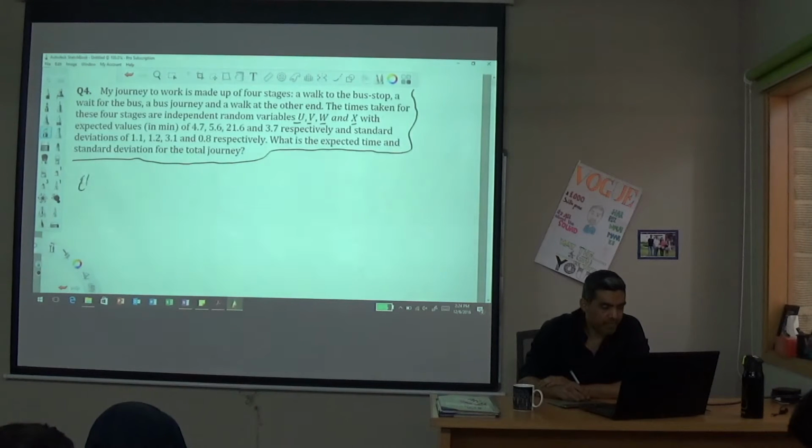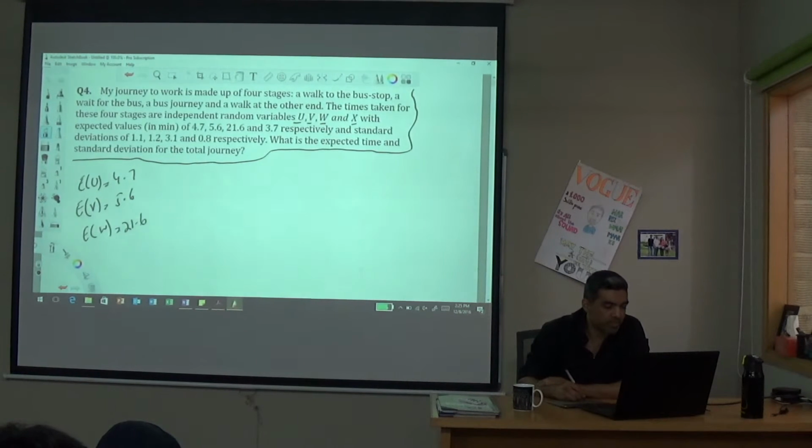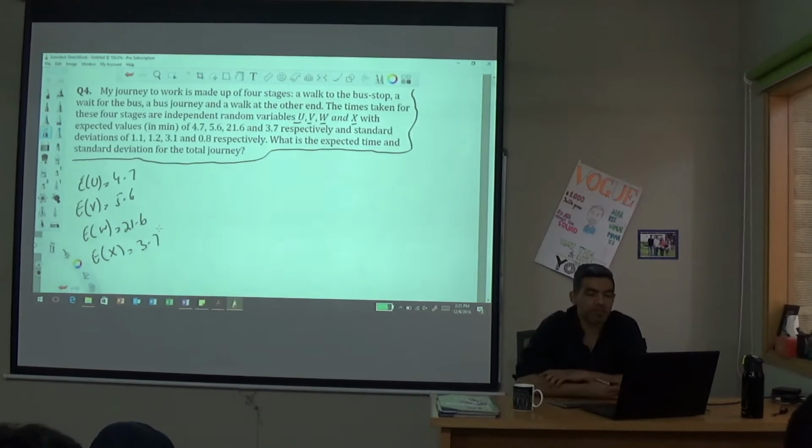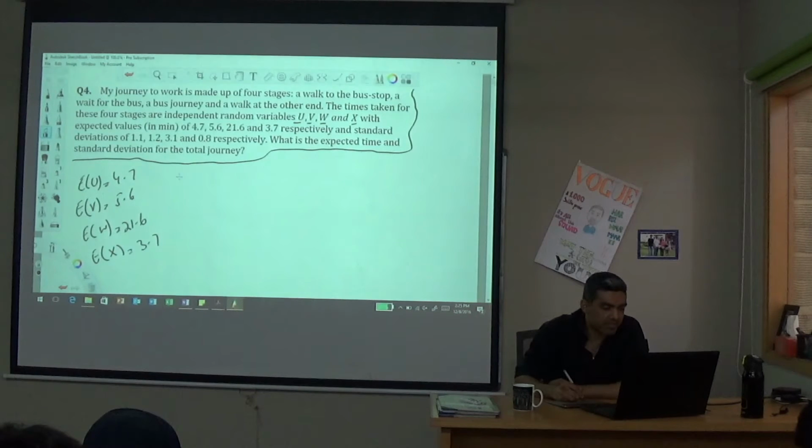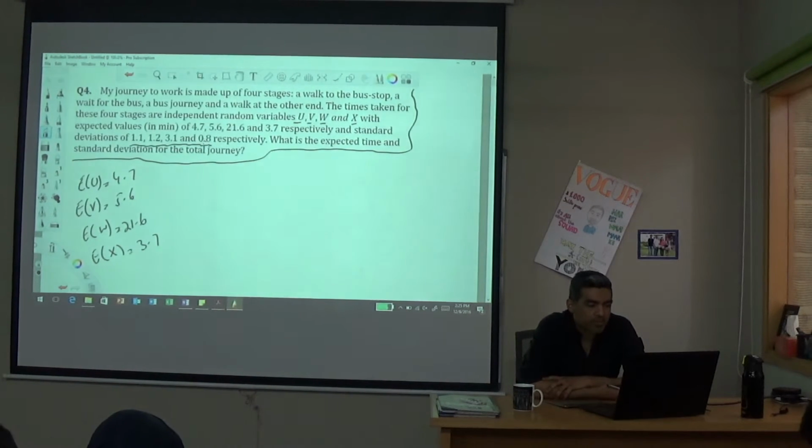So expected value of u is 4.7. Expected value of v is 5.6. Expected value of w is 21.6. And for x it's 3.7. And the variance is also mentioned. We need the expected time and standard deviation of the total journey.